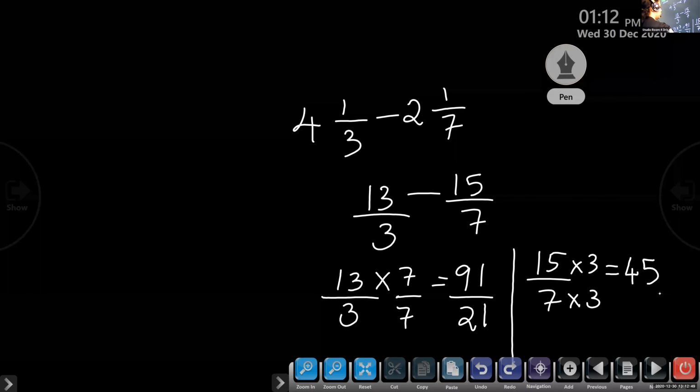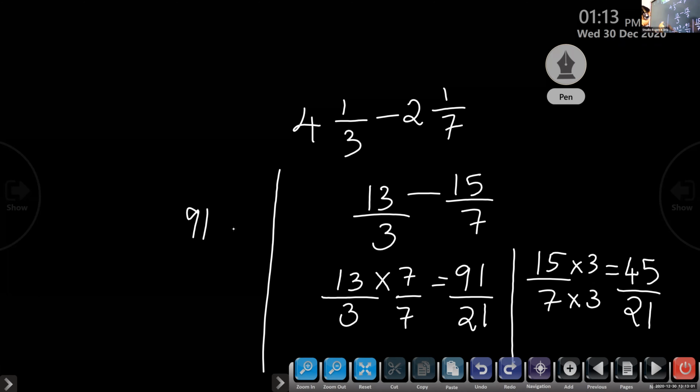Now children, don't add here. You have to be careful. The first two questions were addition. Then this one, without thinking, don't make a mistake. 91 minus 45 by 21, 46 by 21. So the answer will be 46 by 21. Children, please check. This is the answer of question number 3, 46 by 21.